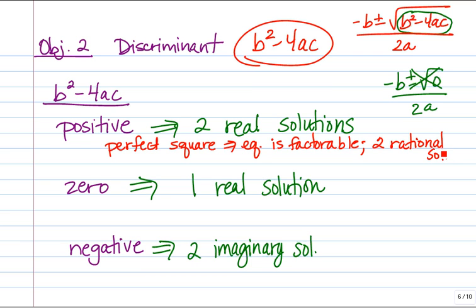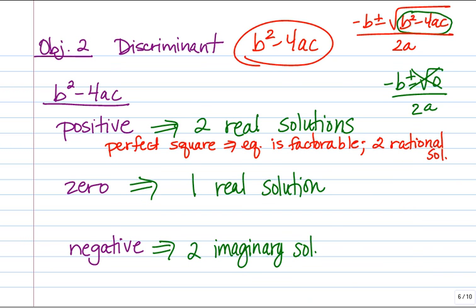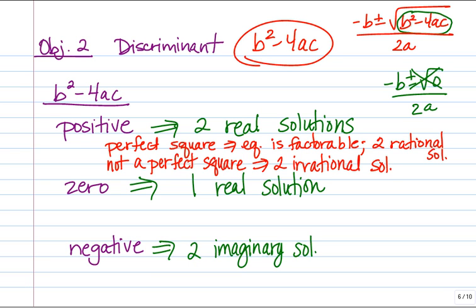Those are all rational. If you recall the problem that I did here, my discriminant was 8. 8 is positive, so I knew I had two real solutions, but these were irrational. Irrational means that they have a decimal form that continues forever in a non-repetitive manner. And so if you have a number that is positive but not a perfect square, then that tells you that you're going to have two irrational solutions. Okay, they're still real, but they're just irrational.